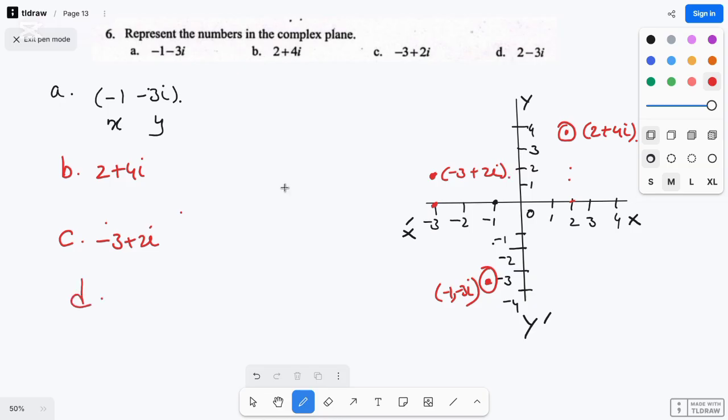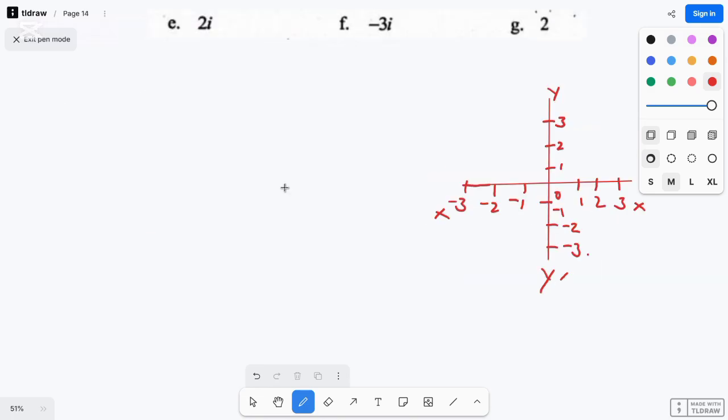Section D: 2 - 3 iota. See, on the x-axis +2 and on the y-axis -3, meaning downwards. So this point is 2 - 3 iota. Section E, that is 2 iota, means 0 + 2 iota. On the x-axis it is 0 and on the y-axis it is +2. Here is the point 0 + 2 iota, simply 2 iota.